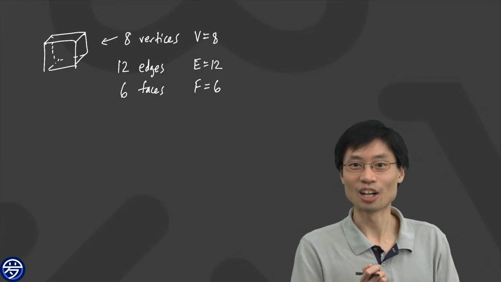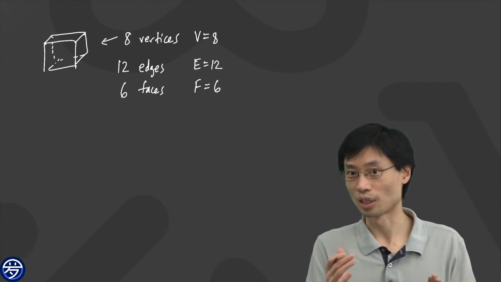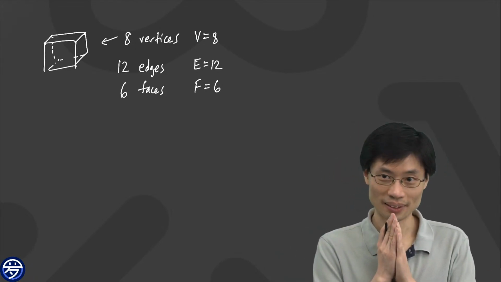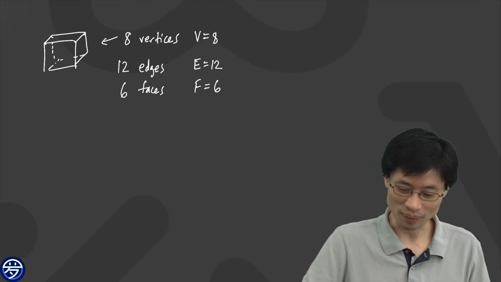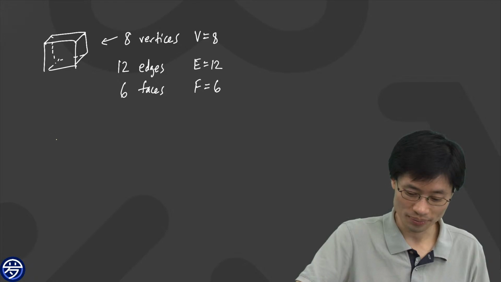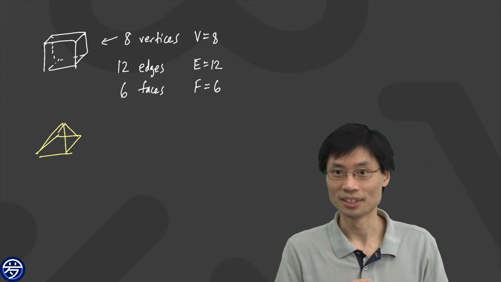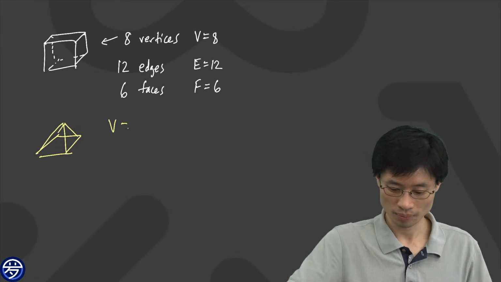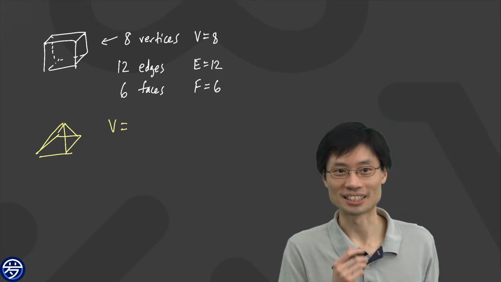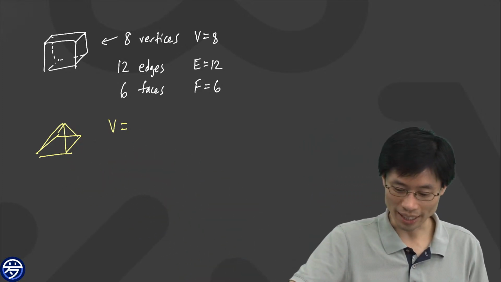Okay? Now, let's take another shape. Another shape that I could draw, which is maybe a little bit more complicated. Let's draw this shape. If I want to draw an Egyptian pyramid, here's an Egyptian pyramid. How many vertices does it have? I have 4 on the bottom plus 1 on top, 5.